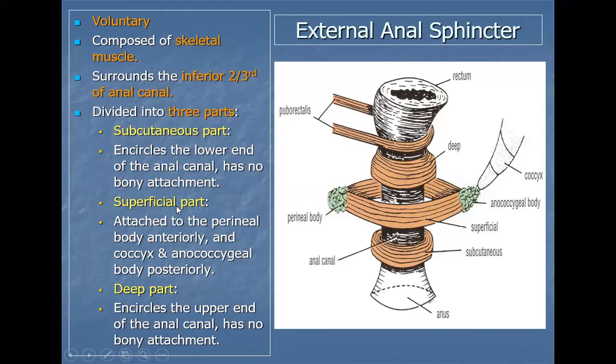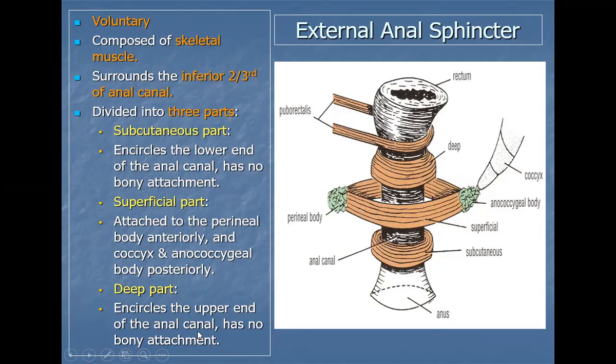Okay. Then we have the superficial part, attached to the perineal body anteriorly and to the coccyx and the anococcygeal body posteriorly. If you see here, this is the superficial. Anteriorly it is attached to the perineal body. Posteriorly it is attached to the anococcygeal body. So if you damage the perineal body, you can imagine what will happen. It affects not only the rectum but also the vagina, in the female. Okay.